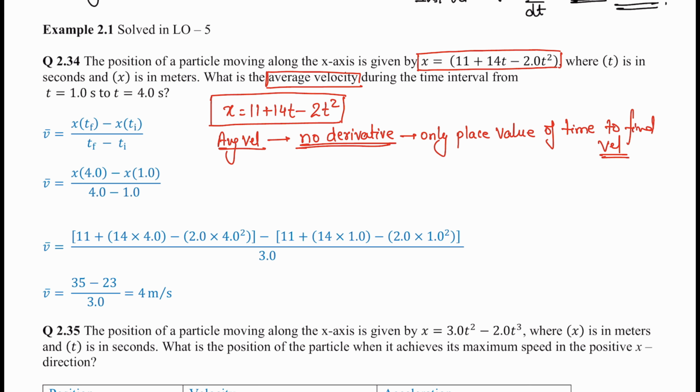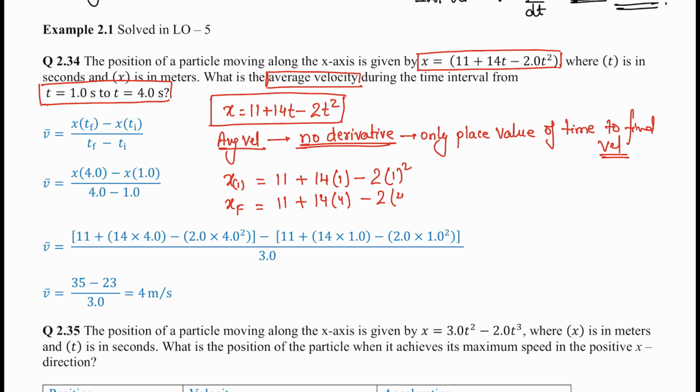So during the time interval from t equals 1 to t equals 4, what is the major point you need to focus on? First thing, you need to find x1. It means 11 plus 14 times 1 minus 2 times 1 square. Do you understand? Second thing, you need to find x4, which equals 11 plus 14 times 4 minus 2 times 4 square. So you will get x initial, and here you will get x final.